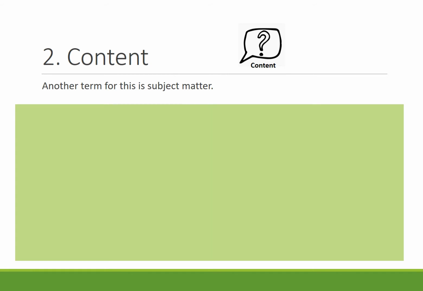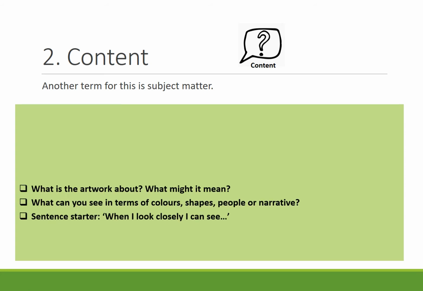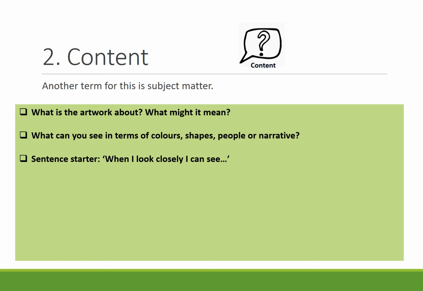The second stage of the critical study is looking at the content of the artwork, or another term for this is the subject matter. What is the artwork actually about? What might it mean? What is the artist trying to say? What can you see in terms of colours, shapes, people, or narrative within the artwork?